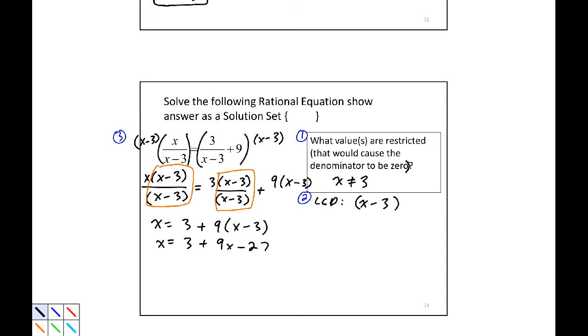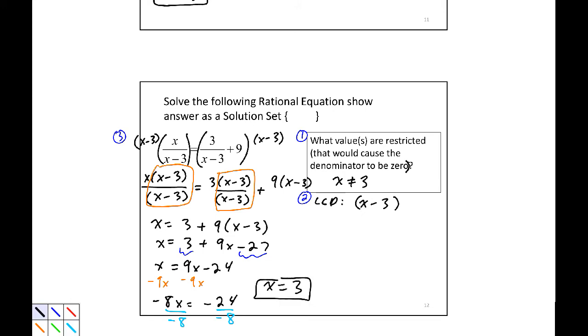All right, and then combining like terms, that would be negative 24, so 9x minus 24 equals x. Let's subtract 9x. I was going to move the 24. So this would be minus 8x equals minus 24. And then dividing by minus 8, I see that x equals positive 3.